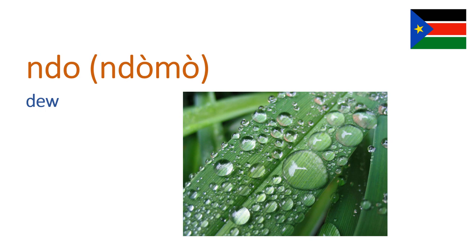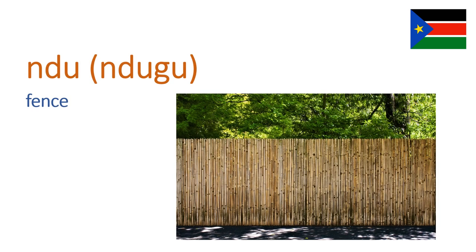Ndo, ndomo. That is a dew. And you know, our country is covered with grass. And it is also a rainy region. So when you are moving, especially early in the morning, you will get wet from water. So at least you can delay a bit when other people move, and then you'll have less ndomo on the grass. And the one on the leaves on the road is called ure. So not everywhere we call ure, but only on the road. Ndu, ndugu, a fence.